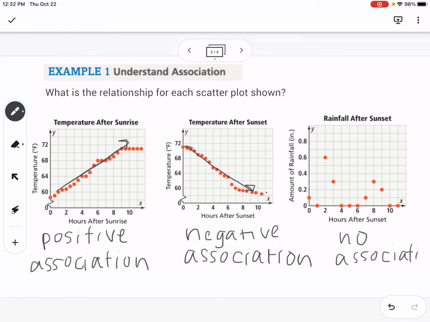And if you look at the content there, it's hours after sunset and amount of rainfall. We know that those two things aren't connected, whereas the temperature and hours after sunrise or after sunset are connected. So when you're talking about two things that don't have any relationship, you're probably going to have no association.